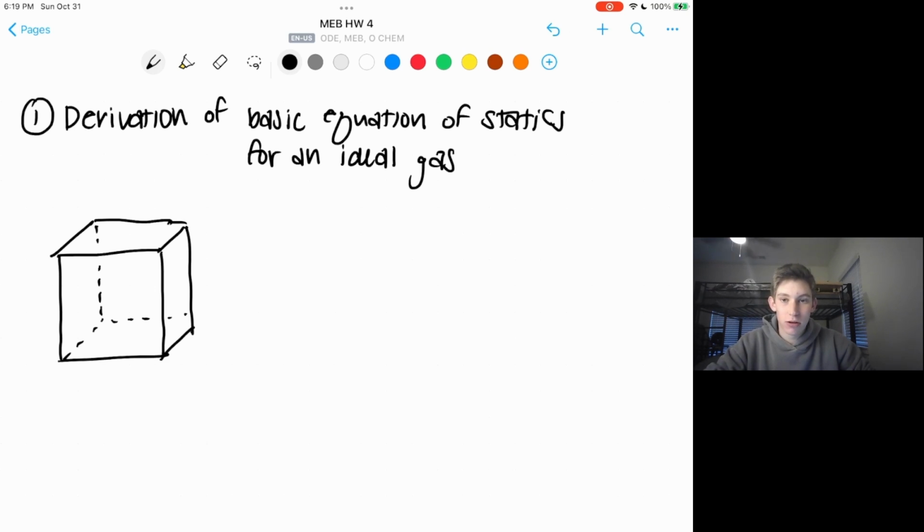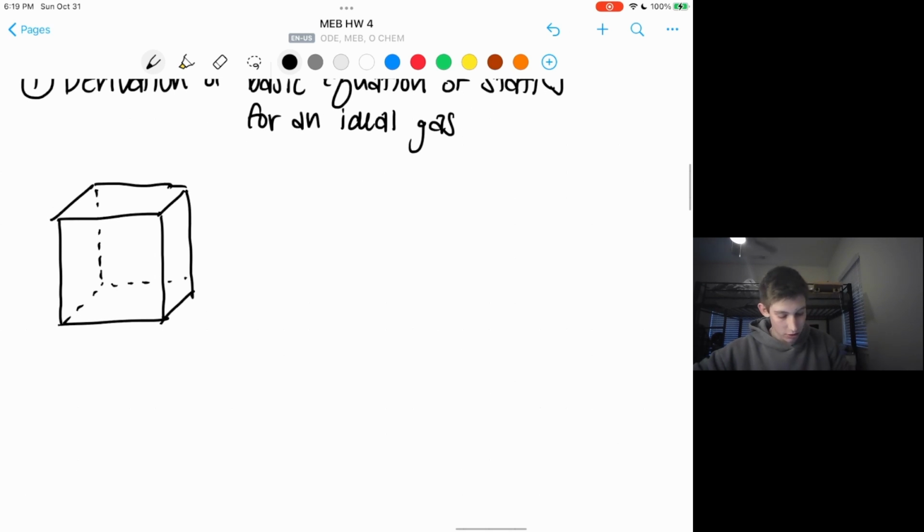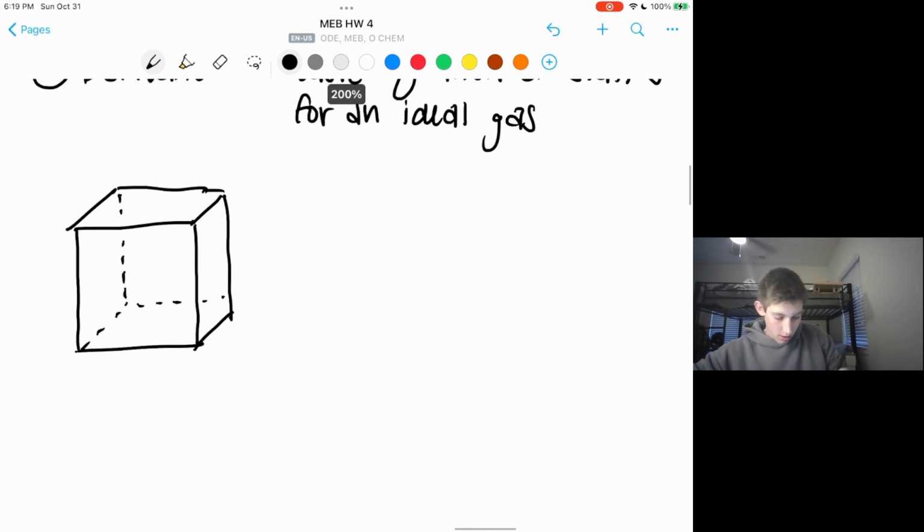For this assignment, we are going to do a three-part derivation. We're going to start with this first part by deriving the basic equation of statics for an ideal gas. So first we're going to look at just one unit here.